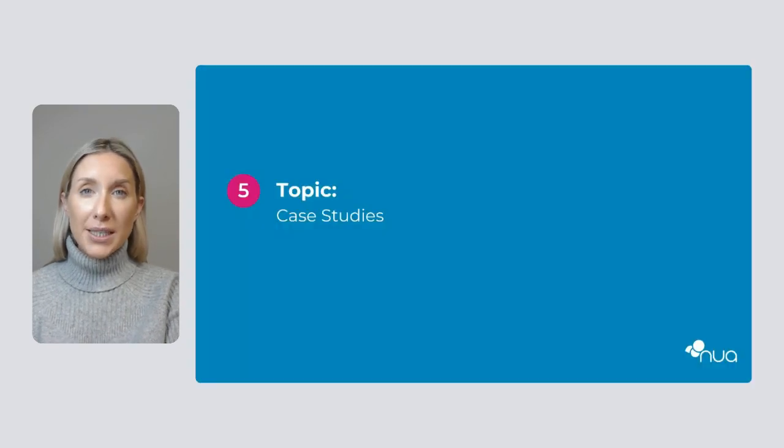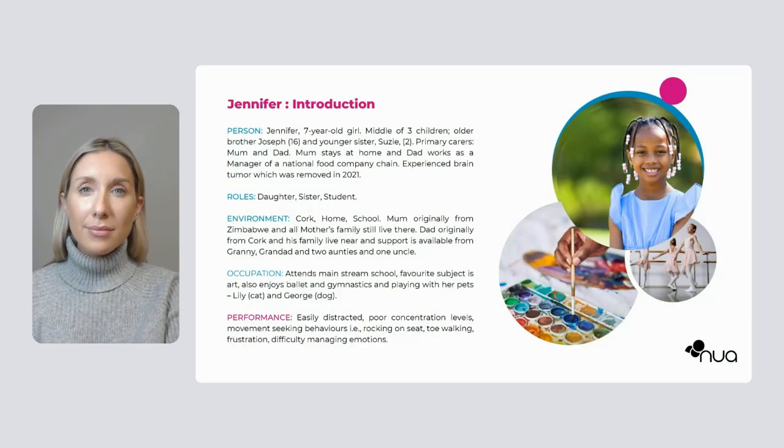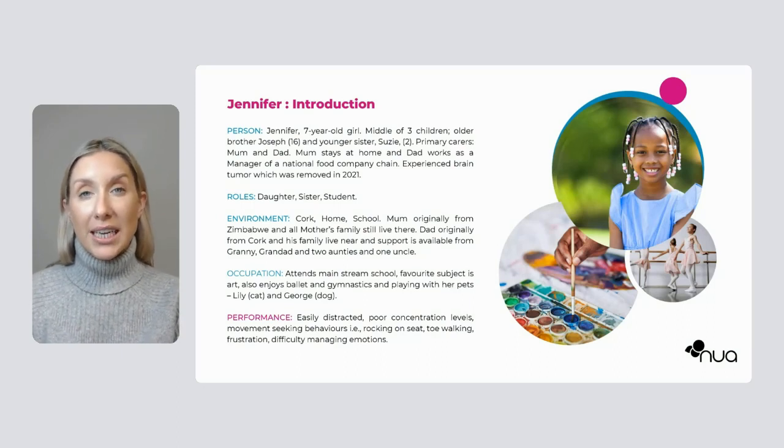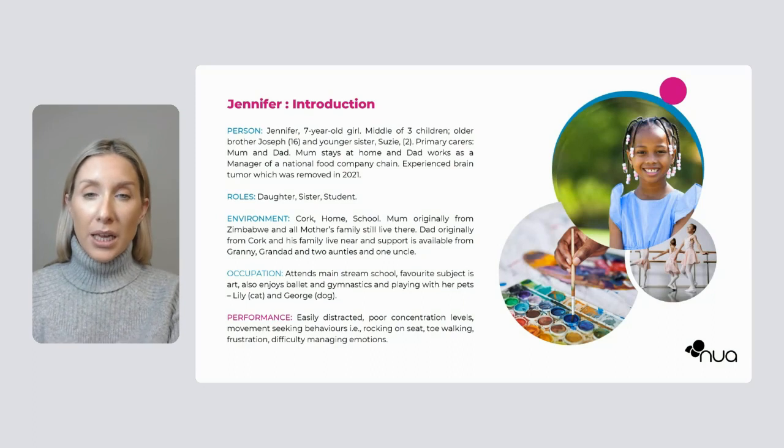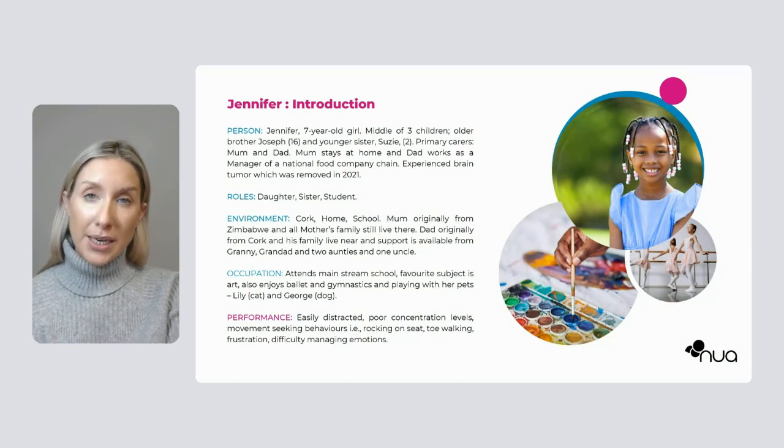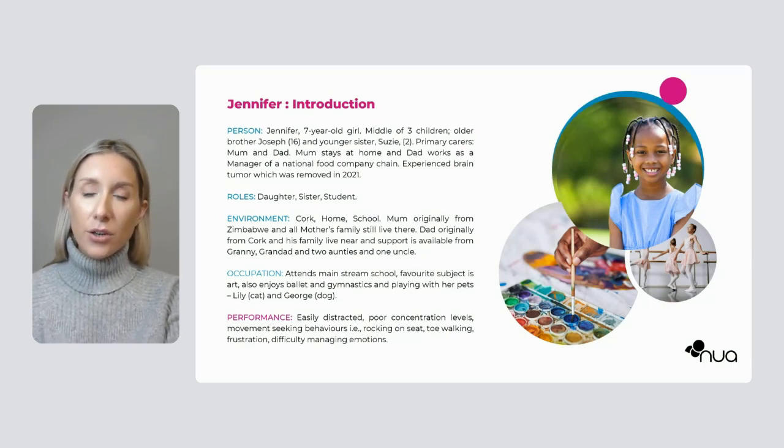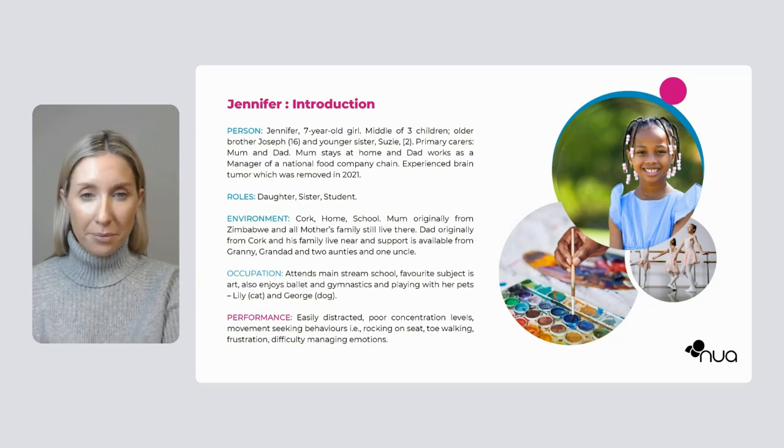Topic 5, case studies. So Jennifer, she's a 7-year-old girl. She's the middle of three children. She has an older brother, his name is Joseph and he's 16, and a younger sister, Susie, who's 2. Her primary carers are mom and dad. Mom stays at home and dad works as a manager of a national food company chain.